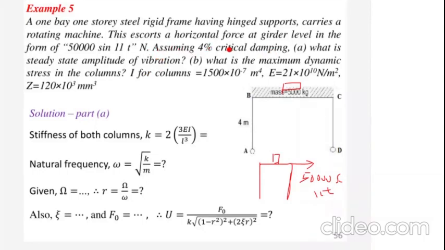Now you are told, assume 4% critical damping. If you assume 4% critical damping, what is the steady state amplitude of the vibration? The steady state amplitude is the capital U. And also, what is the maximum dynamic stress in the columns?